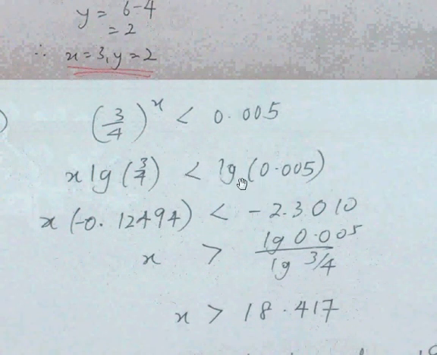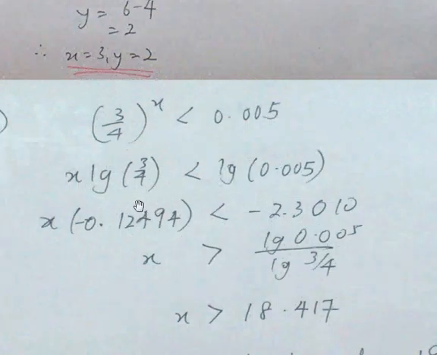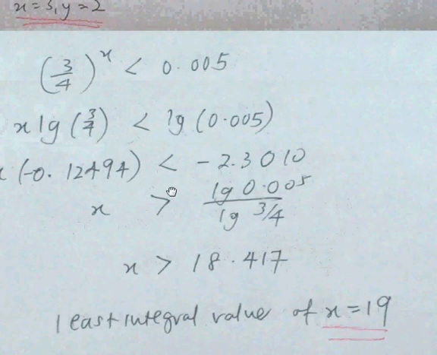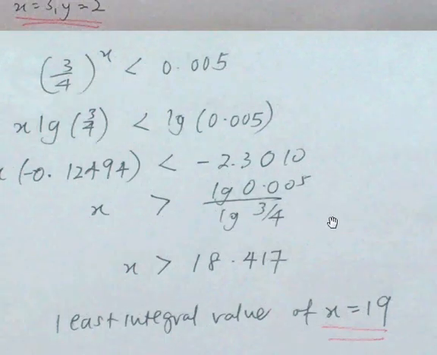We can actually check that log 0.005 is a negative value, and log(3/4) is a negative value as well. So when you find x, we divide log 0.005 by log(3/4), and we know that this is negative and negative, so when you divide, you get a positive sign. So when you change the values from negative to positive, we have to change the sign of the arrow. Therefore in this case, x will be bigger than 18.417. Since they want an integer, the least integer that we can get is 19, since 18 is not inclusive.